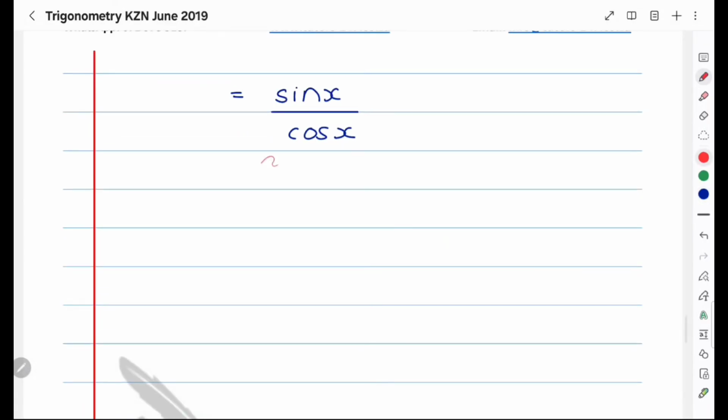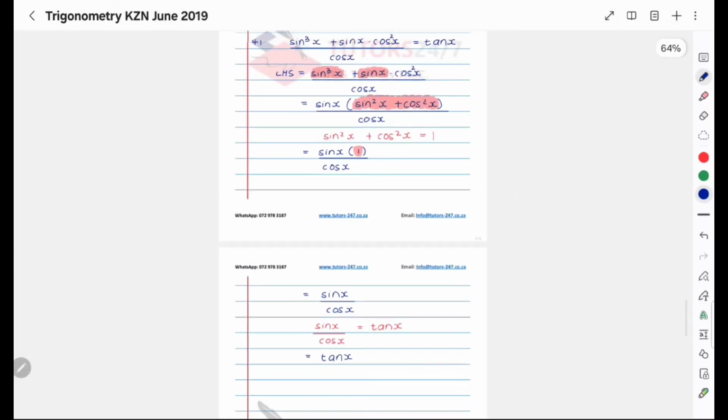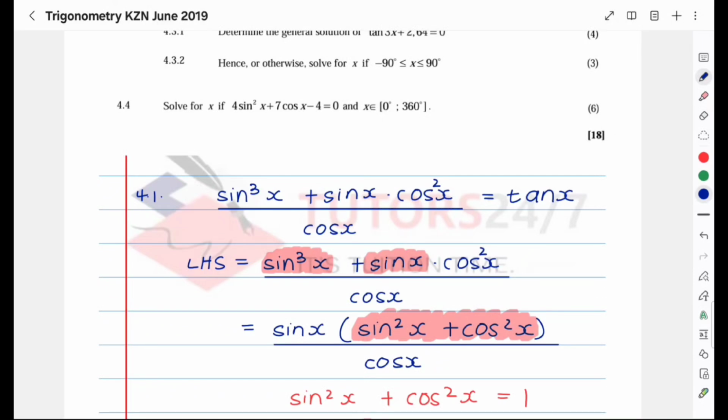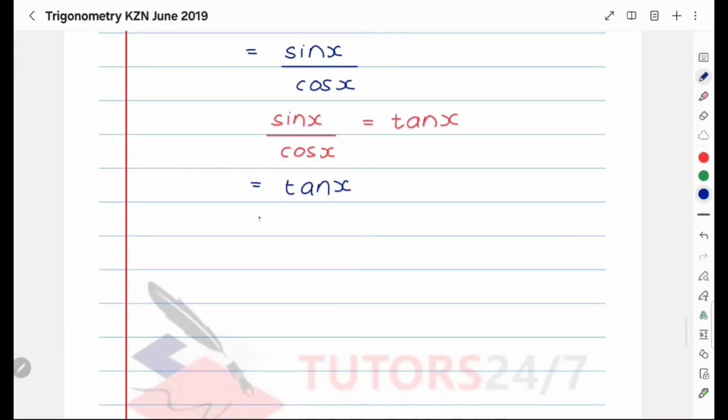Now, please take note of the identity sine x over cos x is equal to tan x. So in place of sine x over cos x, we're just going to replace it with tan x. And that is our right-hand side. We have now proved that the left-hand side is equal to the right-hand side. All we needed to do to get tan x was get sine over cos, which we did. So we can therefore state that the left-hand side is equal to the right-hand side.